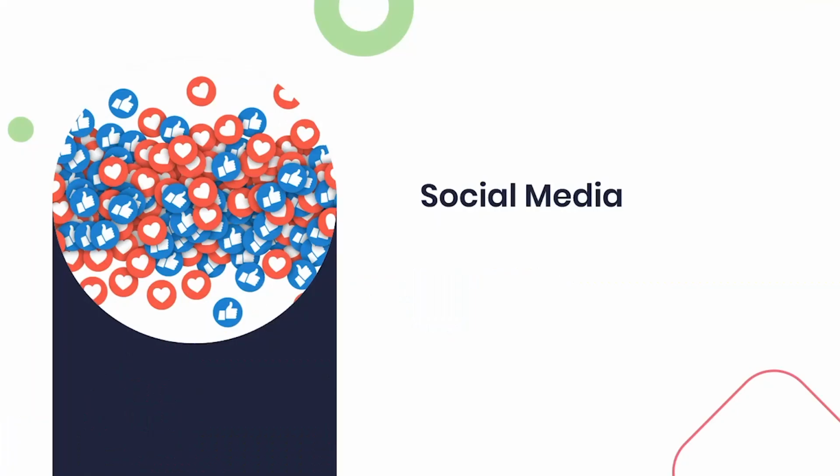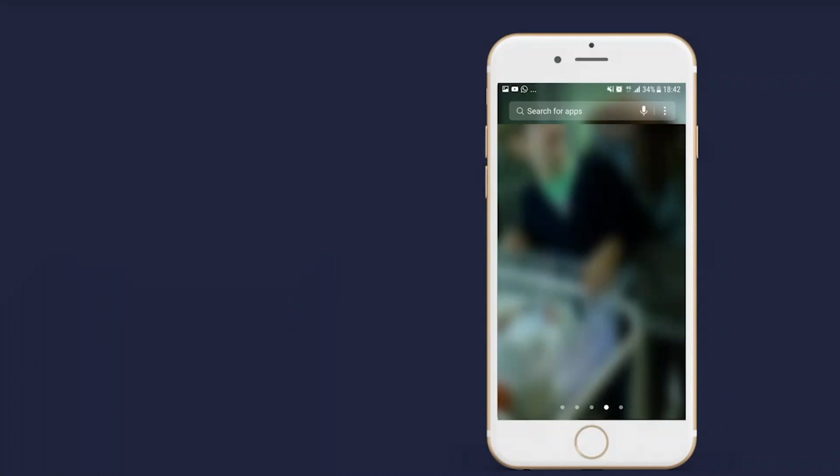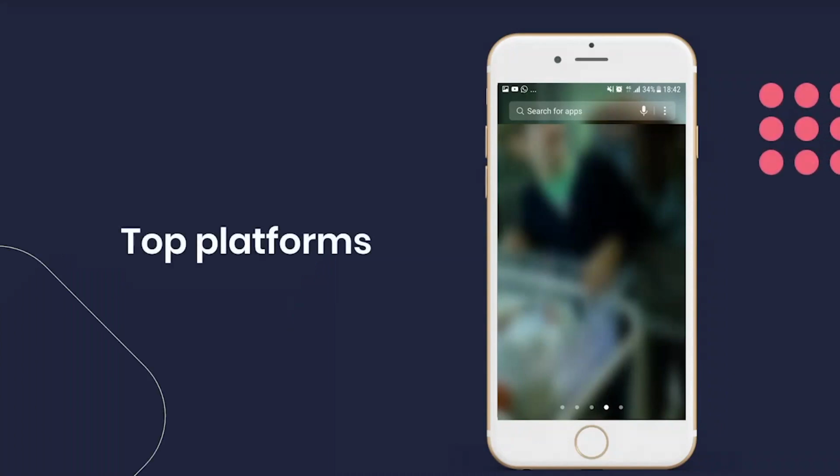So, if we start off with social media, which falls under digital marketing, social media comprises websites and applications that enable people to create and share content and/or to communicate with others. We're going to move on right now, but as I slowly transition into the next slide, I want you to quickly think of as many as you can. Ready? 3, 2, 1.